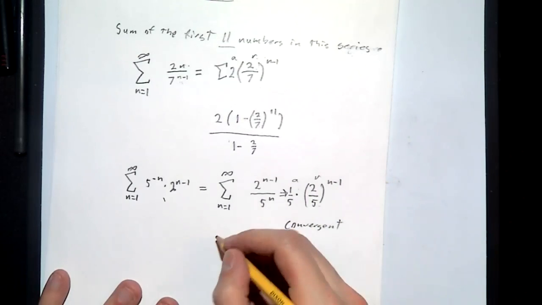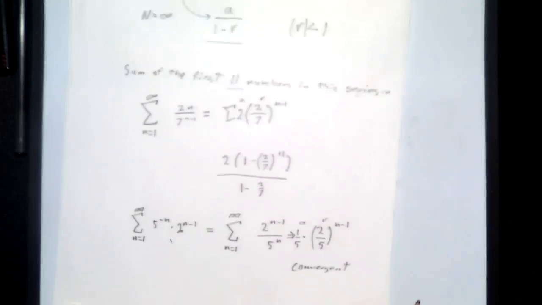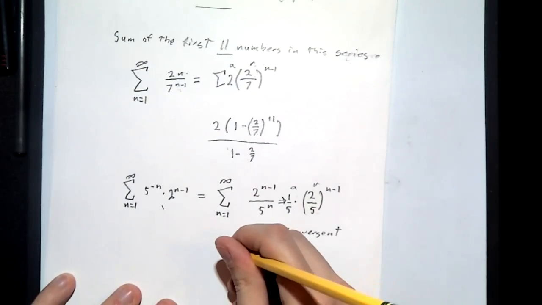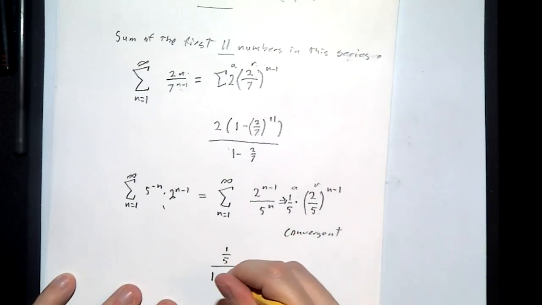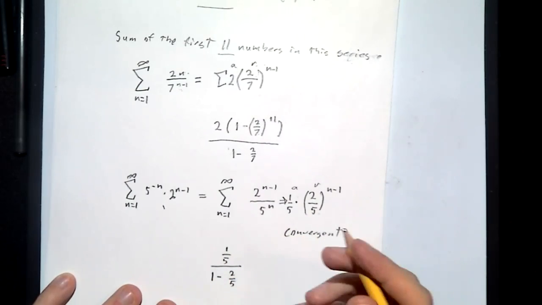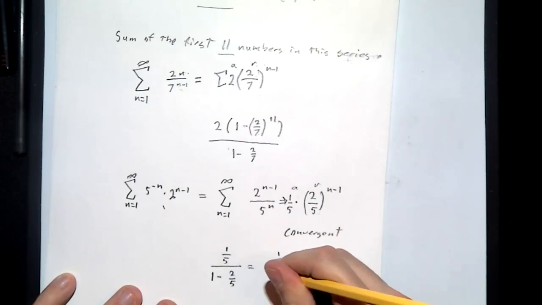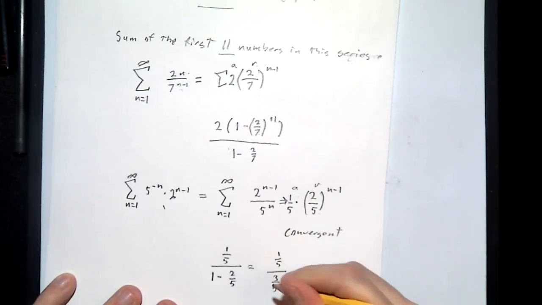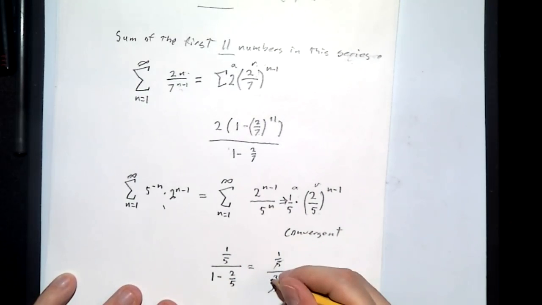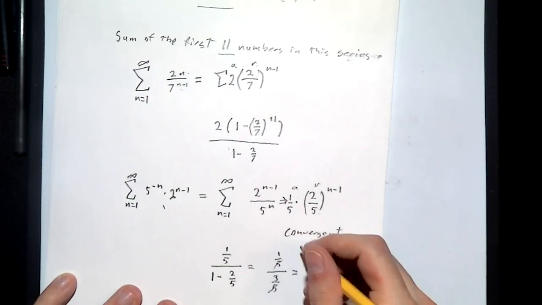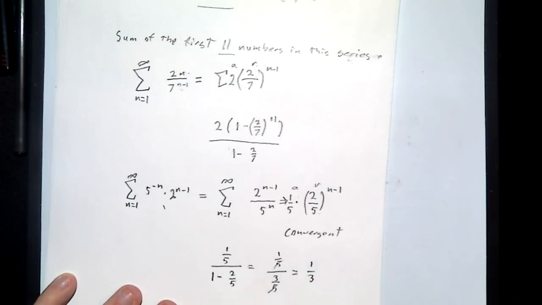So we can quickly use the equation up here, a over 1 minus r, and we get 1/5 over 1 minus 2/5. And this you can do by hand, because this is 1/5 over 3/5. The 5's cancel, and we get, wait, did I do this right? Yeah, you get 1/3.